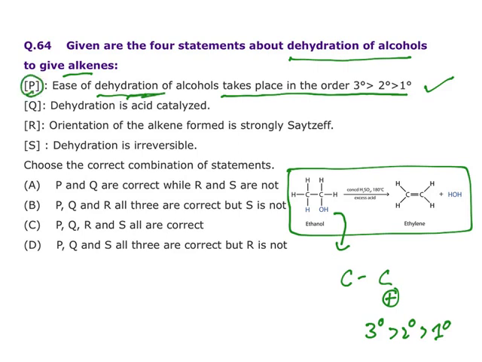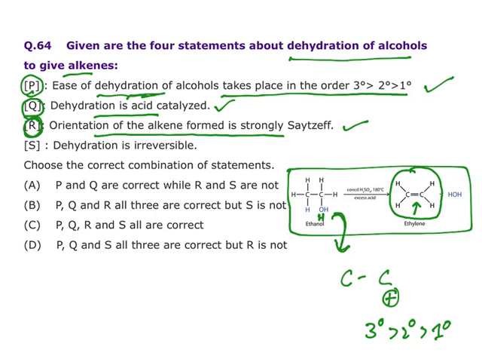This is true. Second one, dehydration is acid catalyzed. True. Why? In order to make this OH a good leaving group, a proton is added and it comes out easily. So this is also true. Dehydration is acid catalyzed. Now next one, orientation of the alkene formed is according to Saytzeff's rule. Now Saytzeff's rule predicts that the most stable products are the highly substituted ones around the double bond. That is what Saytzeff's rule is. Yes, the orientation is according to Saytzeff's rule.